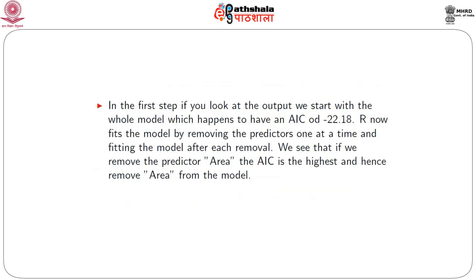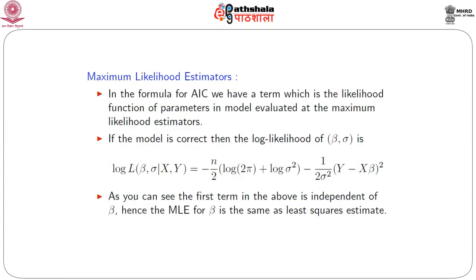In other words, the model with the highest AIC is discarded. In the first step, if you look at the output, we start with the whole model which contains all the predictors, which happens to have an AIC of negative 22.18. R now fits the model by removing the predictors one at a time and fitting the model after each removal. We see that if we remove the predictor area, the AIC is the highest and hence we remove area from the model.